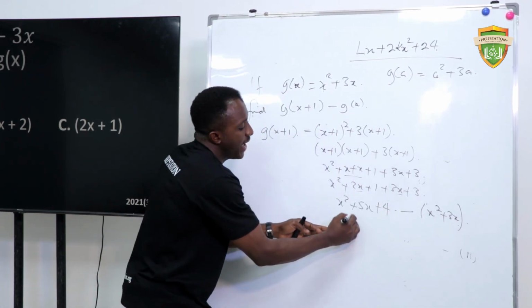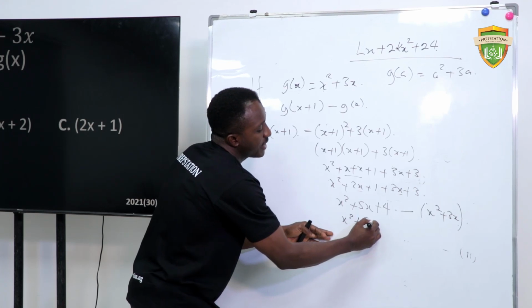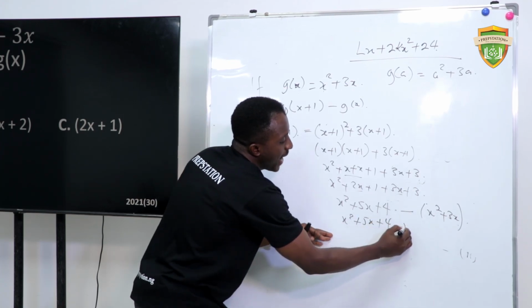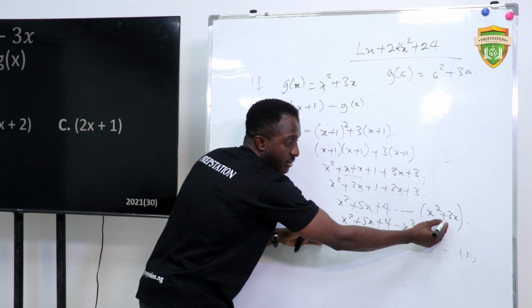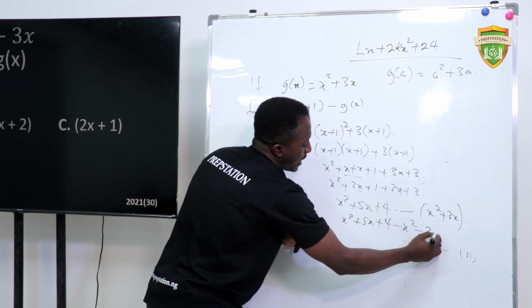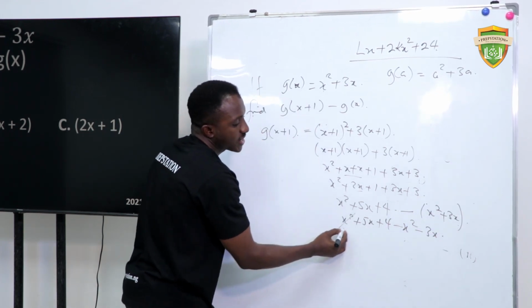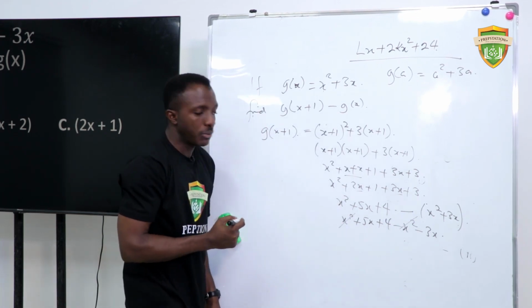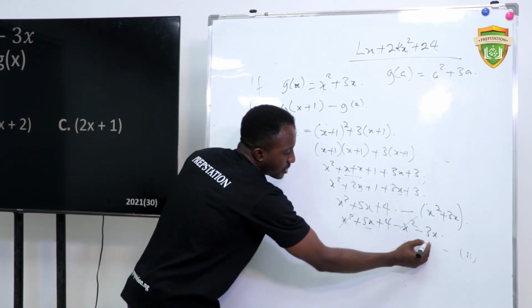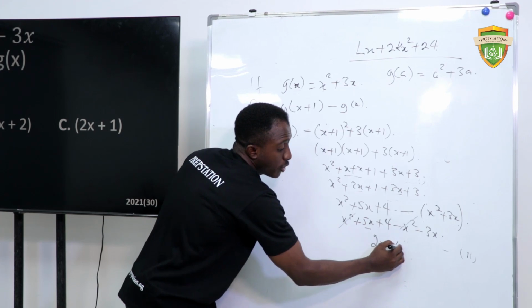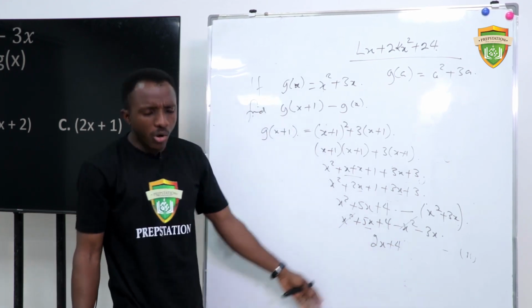So let's go. We have x squared plus 5x plus 4, then minus, open the bracket, x squared plus 3x. Remember, minus times plus is minus 3x. So x squared minus x squared will cancel out. 5x minus 3x is 2x plus 4. Now we can also simplify this.